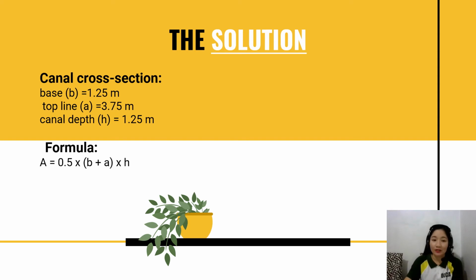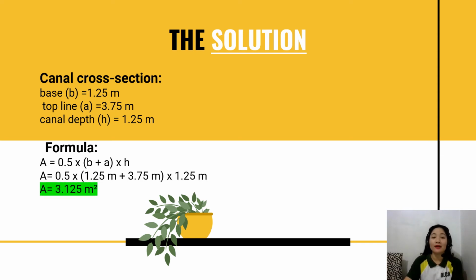Okay, here's the formula, class. Area again is equal to 0.5 times base plus top times height. So we have 0.5 times 1.25 meters for the base plus 3.75 meters, of course, for the top line, times 1.25 meters for the canal depth. And we have the result, which is 3.125 meters squared. Again, we will be using the formula for trapezium.